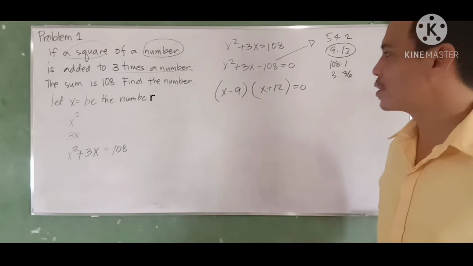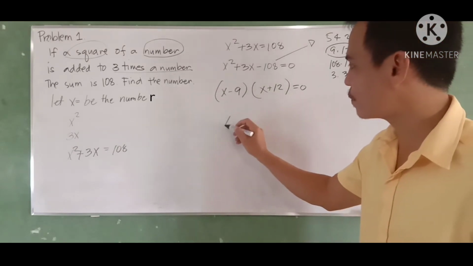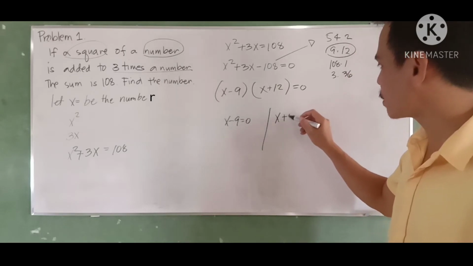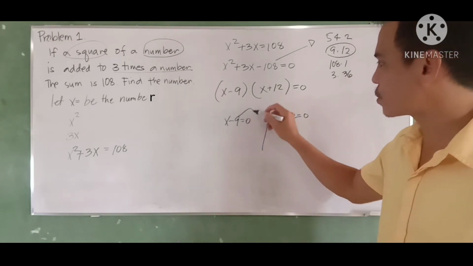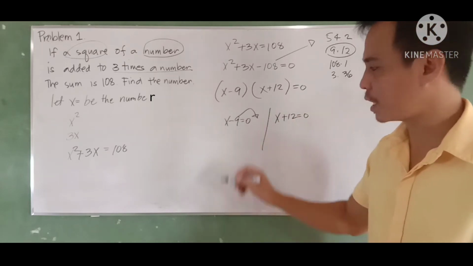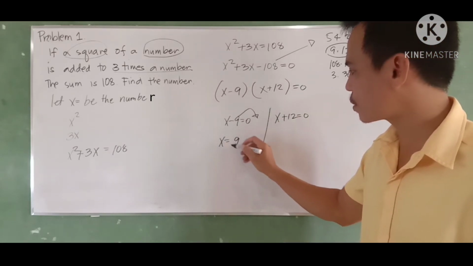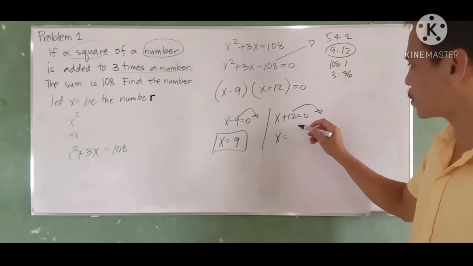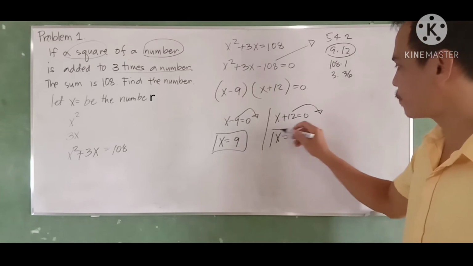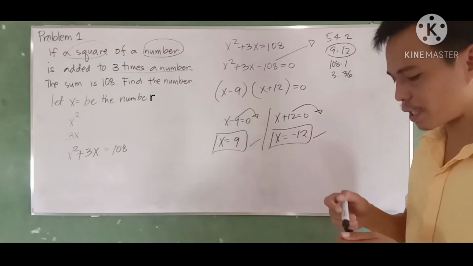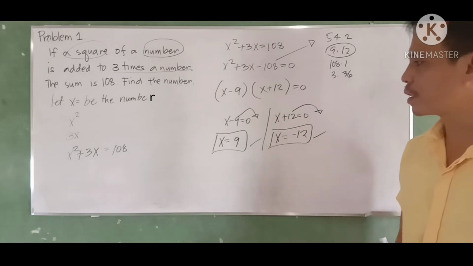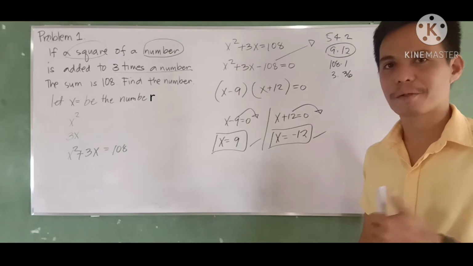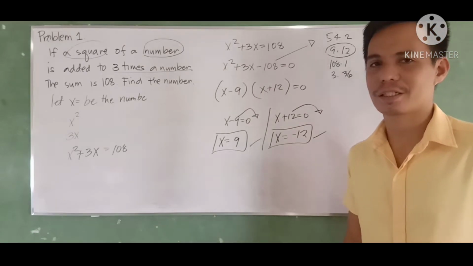So therefore, solving the equation separately, we have x minus 9 is equal to 0. And x plus 12 is equal to 0. So by transposing negative 9, we have x is equal to positive 9. And the other part is x is equal to negative 12. So there you have it, guys. Our answers are positive 9 and negative 12. Okay, I hope you follow, guys.